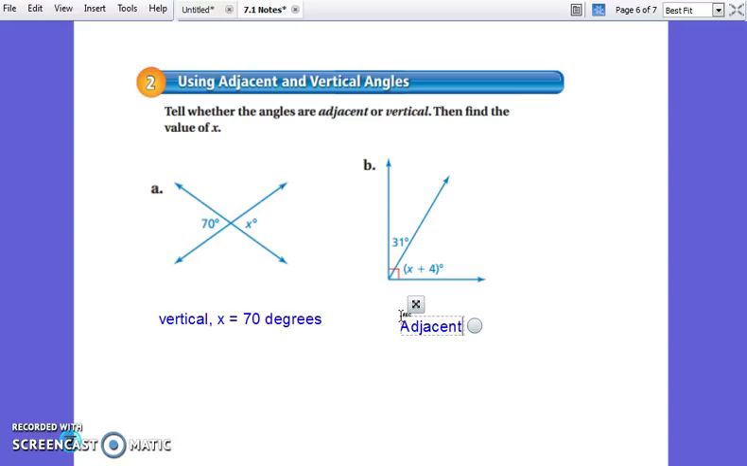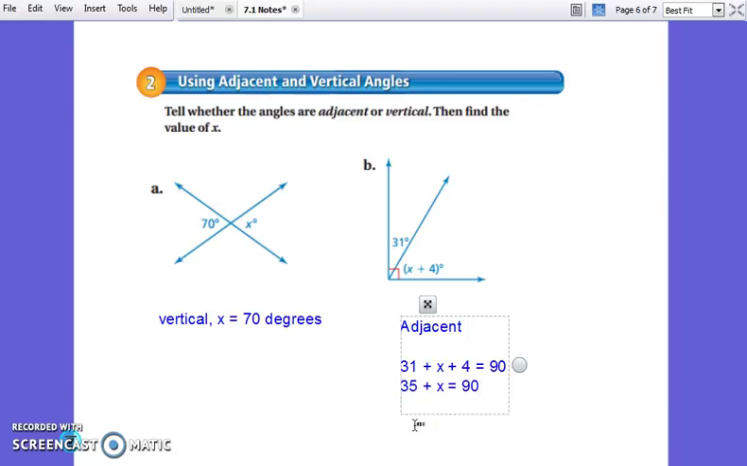So how do I know what x is going to be? Well, I do see this little red square here, which means it's 90 degrees, so I can set up an equation. I know that 31 plus x plus 4 is going to equal 90 degrees. Then I'm going to have to solve this. I'm going to combine my like terms. I'm going to say 31 and 4 is 35 plus x equals 90 degrees.